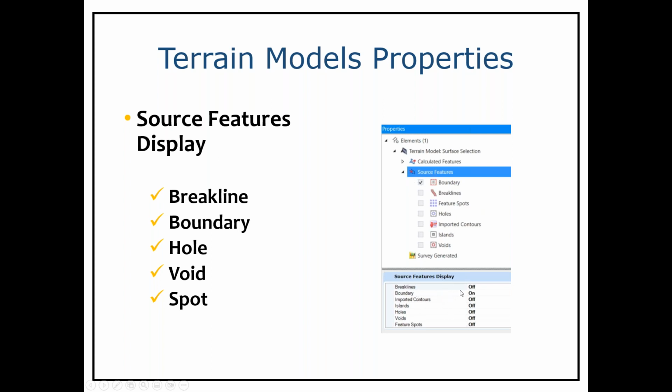You can see down in the source display, they're off. They're usually off. In this case, the boundary is always on. That's why you see it without triangles. If triangles are turned off, you still see the boundary. So by default it's on. Break lines, boundaries, holes, voids, and spot shots can be visualized.